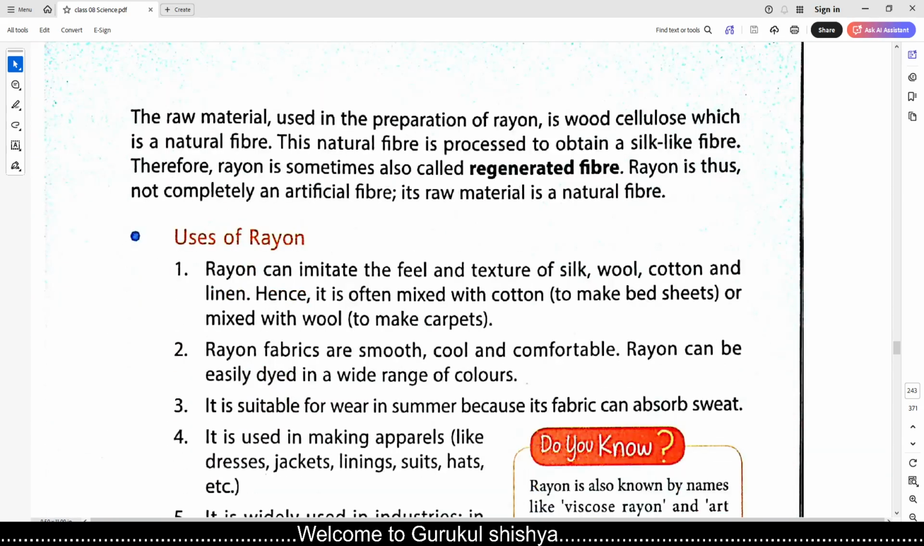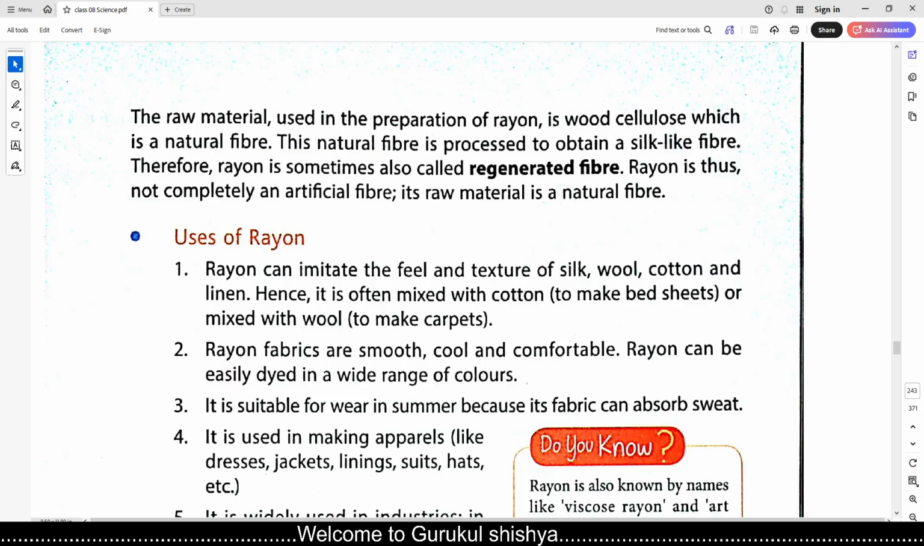The raw material used in the preparation of rayon is wood cellulose, which is a natural fiber. This natural fiber is processed to obtain a silk like fiber. Therefore, rayon is sometimes also called regenerated fiber. Rayon is therefore not completely an artificial fiber. Its raw material is a natural fiber.